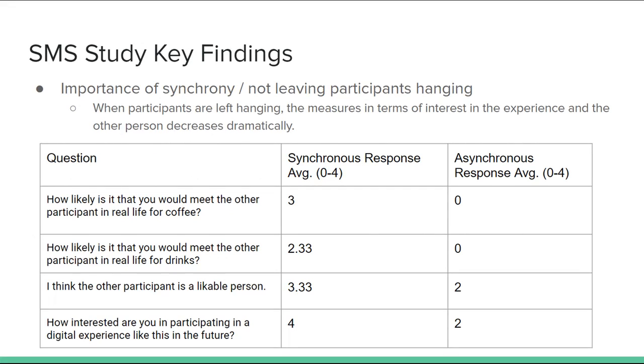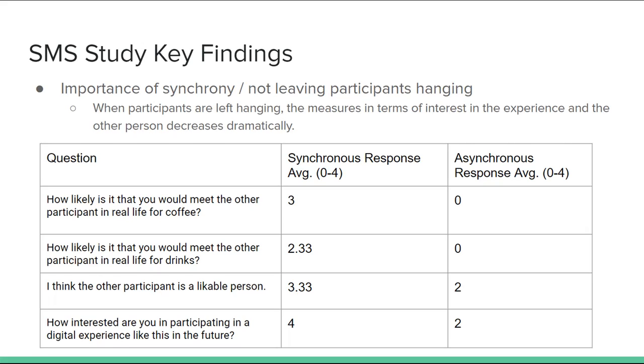So the first key finding that we had for this experience is the importance of synchrony and not leaving participants hanging. We had a scenario where one participant was left hanging for almost 24 hours, and the experience was not completed until the following day. We can see that there's a dramatic decrease in likability and interest in the other person across all questions that we asked. For example, we asked how likely is it that you would meet the other participant in real life for coffee.